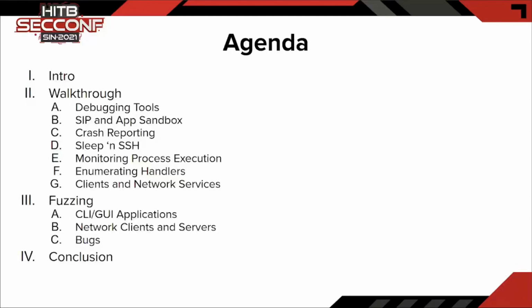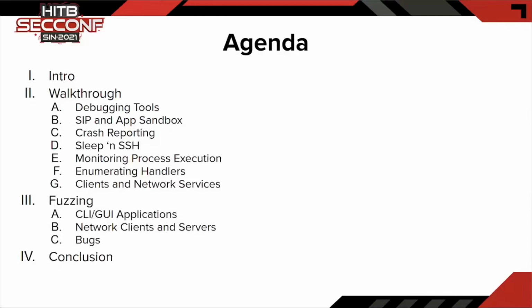Quick run through of the agenda: do a quick intro, walk through some of the different debugging tools, talk about SIP and App Sandbox and how that affects fuzzing, talk about crash reporting, what to do for machine sleeps and SSH types issues, how to monitor process execution, enumerate handlers, different file handlers, and things like that on the system for attack surface, and look at some of the clients and network services enumeration as well. And then we'll get into the fuzzing.